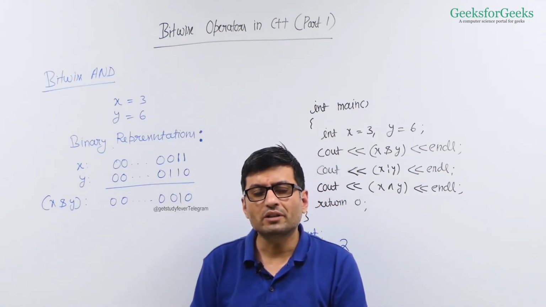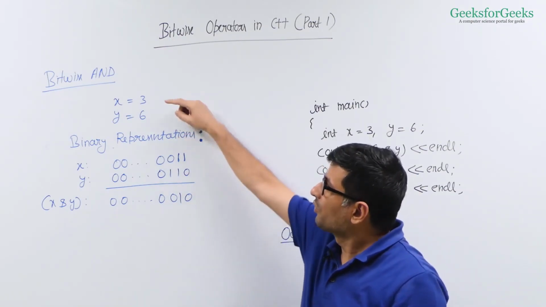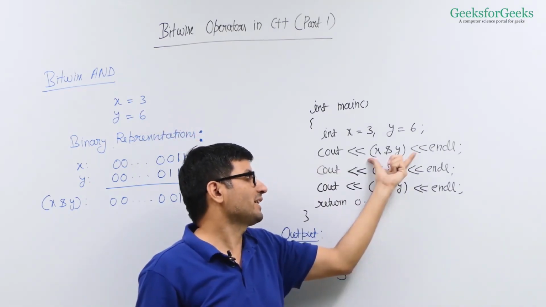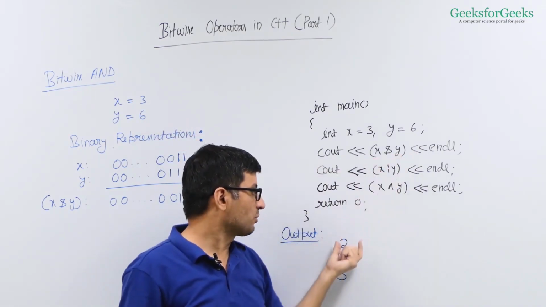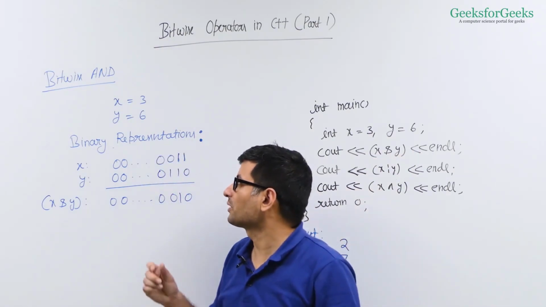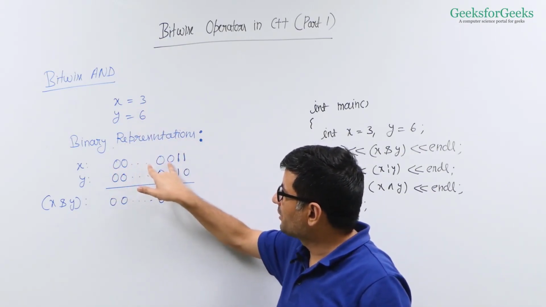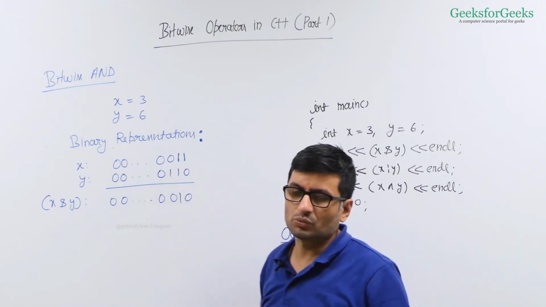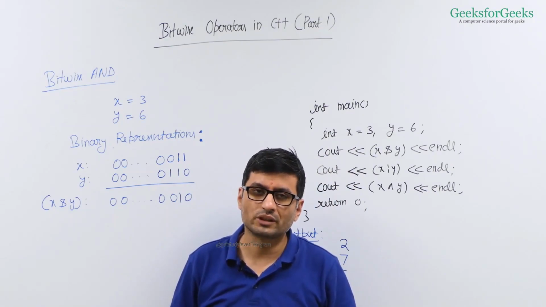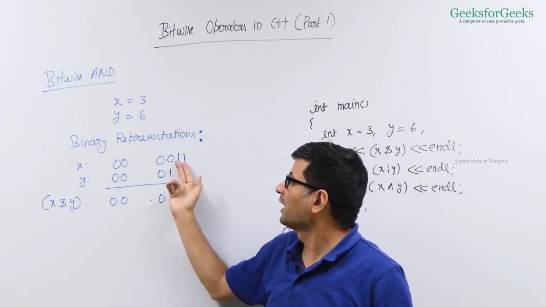Let us now begin with the first bitwise operator, bitwise AND. Let's see this example. We have input x as 3 and y as 6. When we print x and y, we get the output 2. The output of the first line is 2. Let's see how we get this output. The binary representation of 3 is this. We have the first 30 bits as 0 and then 2 bits as 1, considering that integers are represented using 32 bits. If they are represented using 64 bits, then the first 62 bits will be 0 and the last 2 bits will be 1.